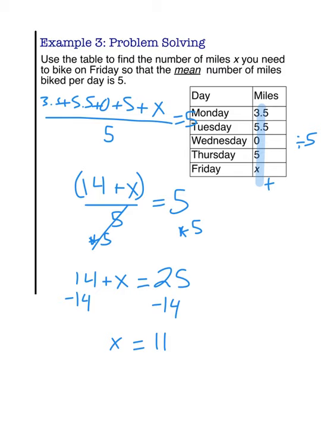So how many miles did he have to bike on Friday? So the mean is 5 miles per day. He has to bike 11 miles. That's what he gets for skipping Wednesday.